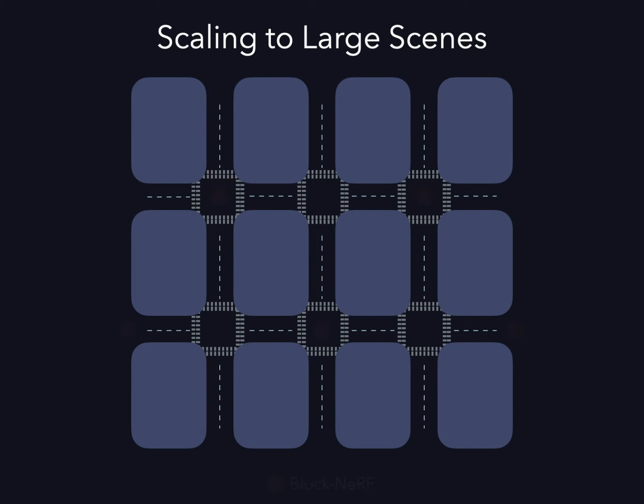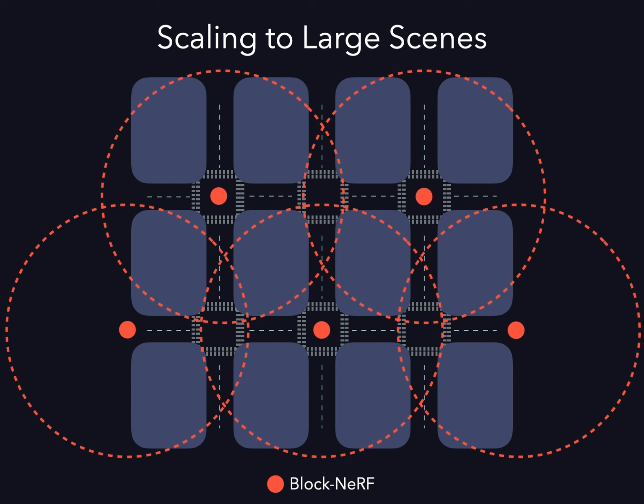Now, finally, to scale to large scenes, what we're going to do is split up the scene into multiple NeRFs, which we're going to call block NeRFs. So in the case of a neighborhood, you might assign different block NeRFs to different intersections. And then for each of these block NeRFs, we're only going to train on images within a certain radius.